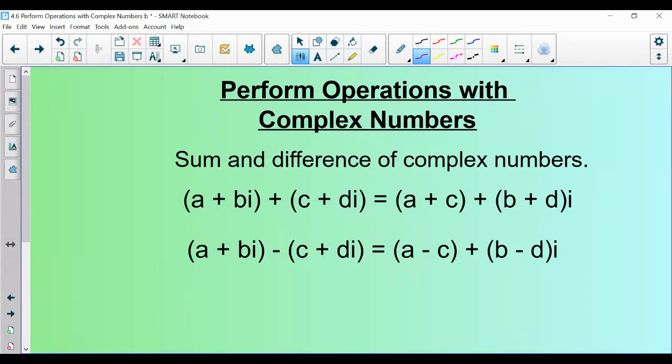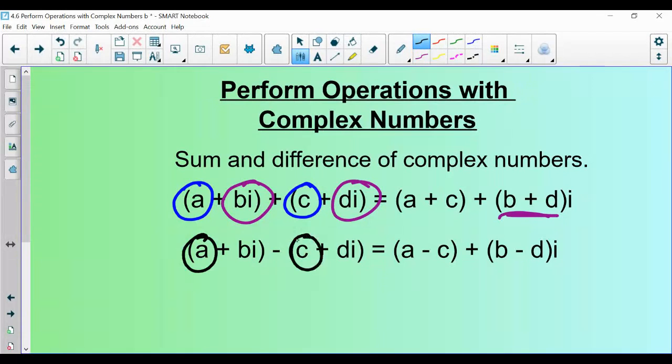If we just talk about it, a plus bi, this is an imaginary number, and we're going to add a different imaginary number, c plus di. How are you going to do that? Well, you're going to take the things that don't have i's with them and add them. And then you would take the things that do have i with them, bi and di, and add the coefficients, and they'll have an i at the end. Same idea with subtraction. You're going to take the things that don't have i's and subtract them, and then the things that do have i's are going to be subtracted.